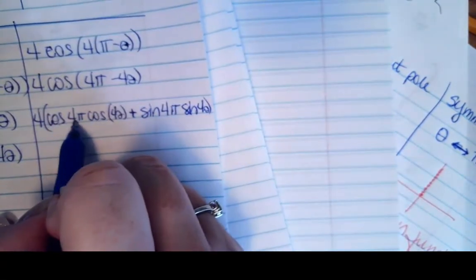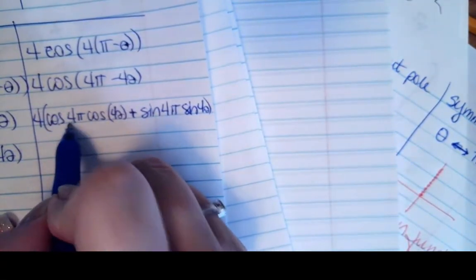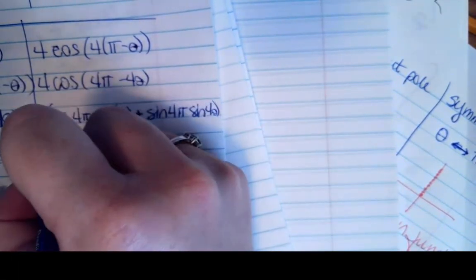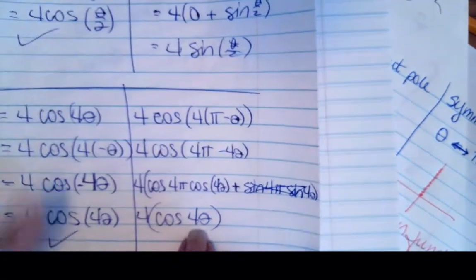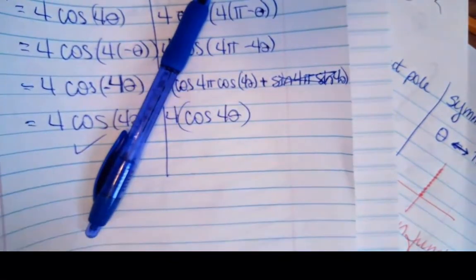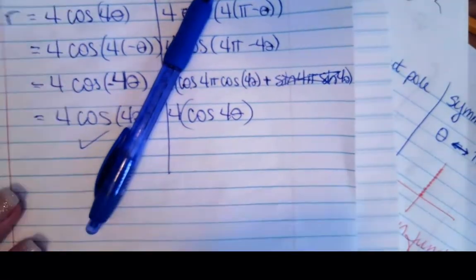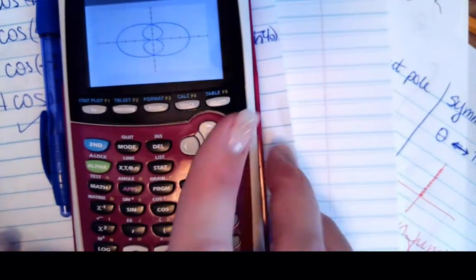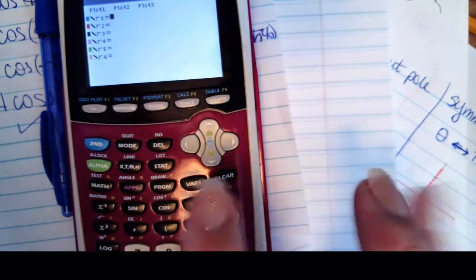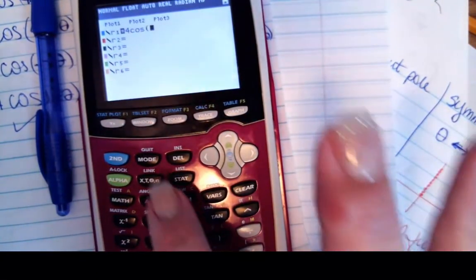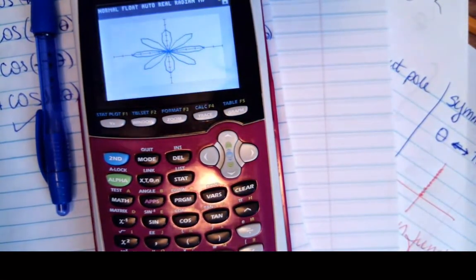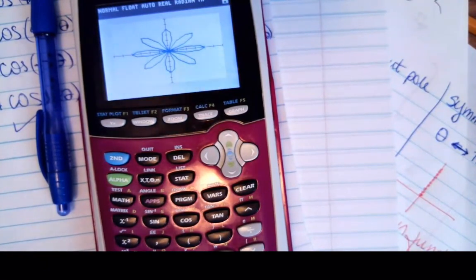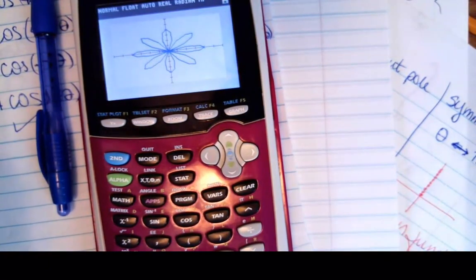Cosine of 4 pi is 1, so 1 times cosine 4 theta. And then the sine of 4 pi is 0, so this goes away. So I end up with the exact same thing back. So this has symmetry both directions. It is symmetric about the pole, and it is symmetric about the line theta equals pi over 2. And so we're going to kill that off for cosine 4 theta, and we're going to graph it. Ooh, look at that pretty picture. All right, so you've got a rose. You have a rose with 8 petals. And we'll pick it up in the next video.